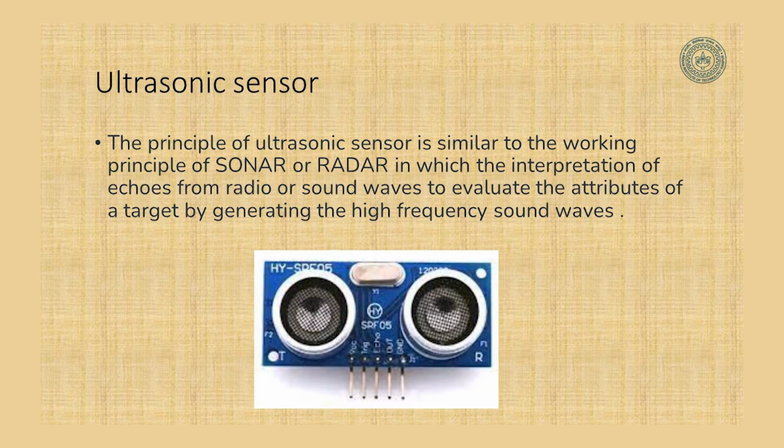So, in this case, to be able to transmit the sound waves from this, you use your trigger, and then you get your echo from the object. So, this is the receiver and this is the transmitter, is it? Okay, so that is the ultrasonic sensor.